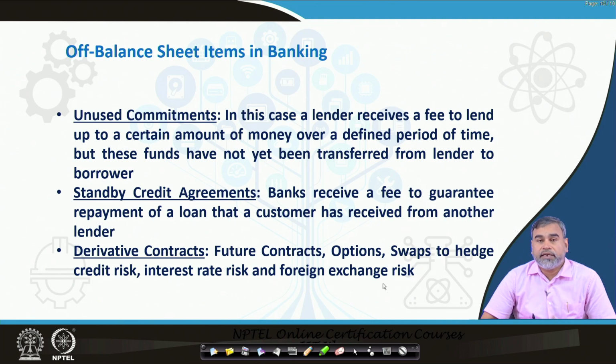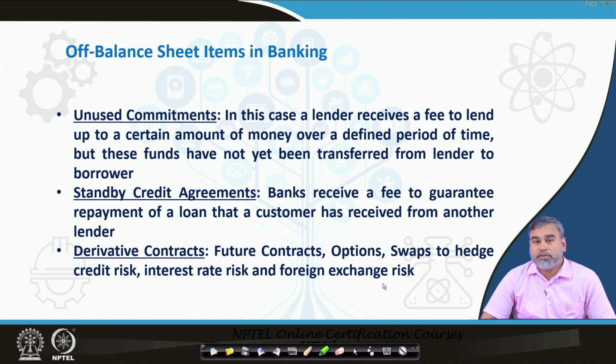So, these are basically the unused commitments the bank has made. Then we have the standby credit agreements. The banks receive a fee to guarantee the repayment of a loan that a customer has received from another lender. If somebody has taken a loan from another agency or lender, a commercial bank can give the guarantee that if that customer does not repay the loan, this bank will be responsible to repay it. Against that they get some fee from the client who has taken the loan from the other lender.